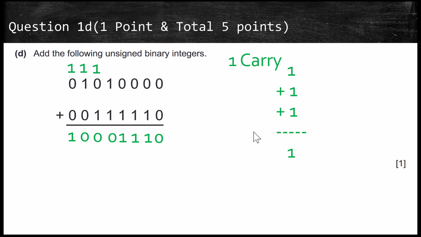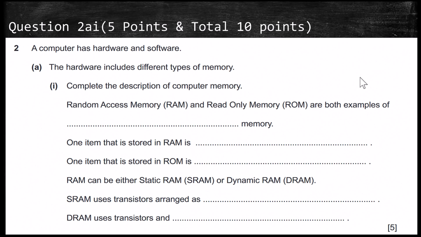And if you've been able to do all of this so far, you're already at 5 points for your Paper 1 exam. A computer has hardware and software. The hardware includes different types of memory, and we've talked about this before. There are 2 types of memory. There is primary memory and secondary memory.